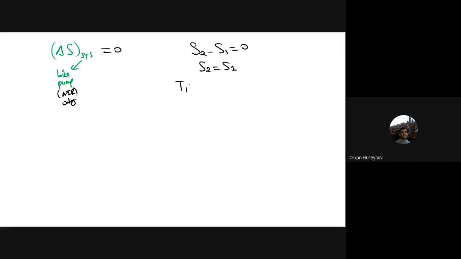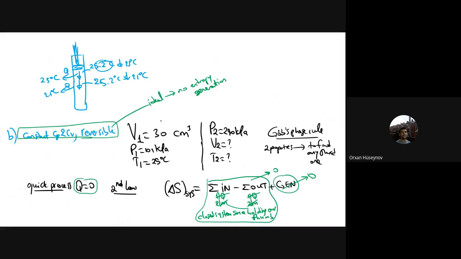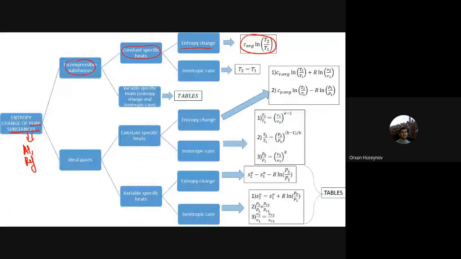So if you have T1 the same as T2, we call it, for example, an isothermal process. But if you have S1 the same as S2, we call it an isentropic process. And now let's solve when S1 is the same as S2. Let's go back to our formula sheet here. We can see the formulas here.